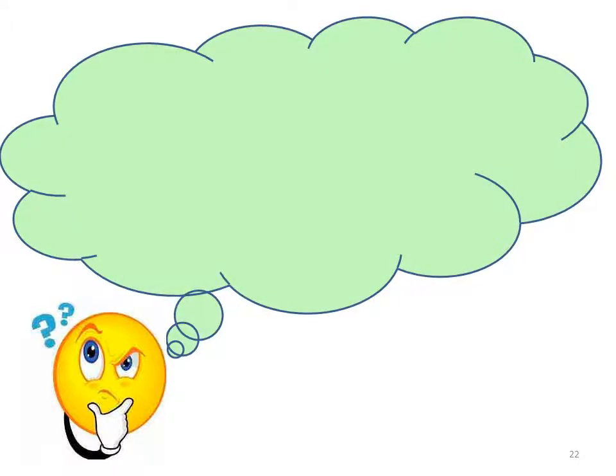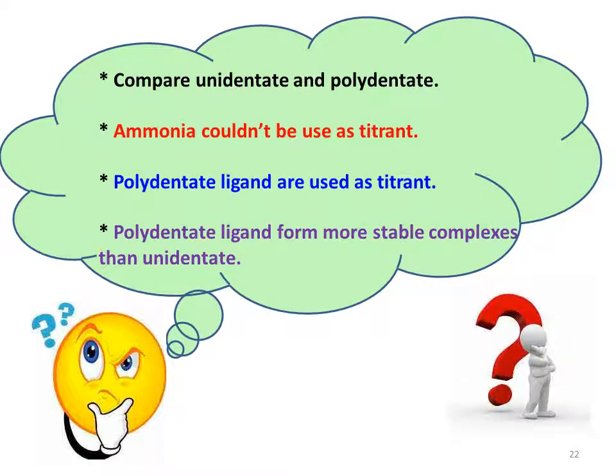Well, how do you think about these questions? Compare between unidentate and polydentate ligand. You will discuss the previously illustrated points in the table. Ammonia couldn't be used as a titrant. Well, ammonia is a unidentate ligand, and unidentate ligand results in a slow reaction, stepwise, giving no sharp endpoint.